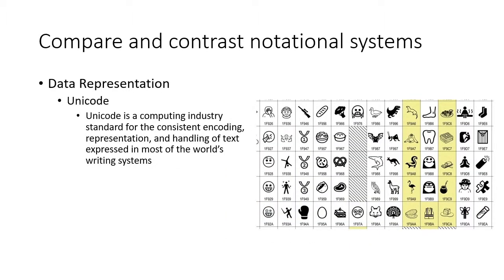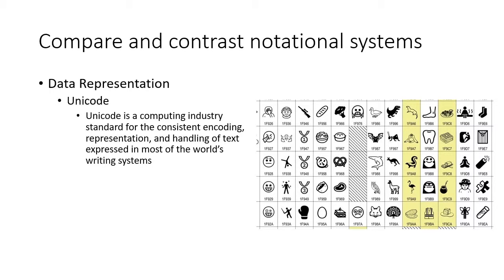And then lastly, we have Unicode. Unicode is out there. I pulled that definition, I think, straight from their website: the computing industry standard for consistent encoding, representation, and handling of text expressed in the world's writing systems. So take just a second, look at that slide. What do all those little pictures look like? That's right, they kind of look like emojis, don't they?